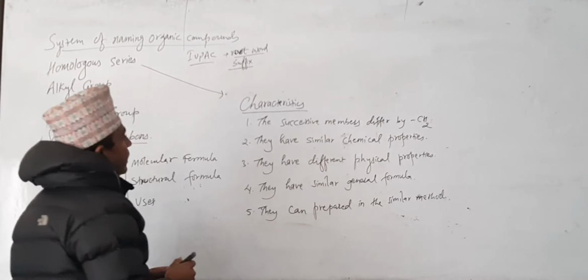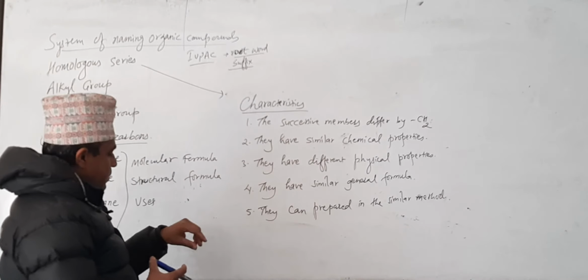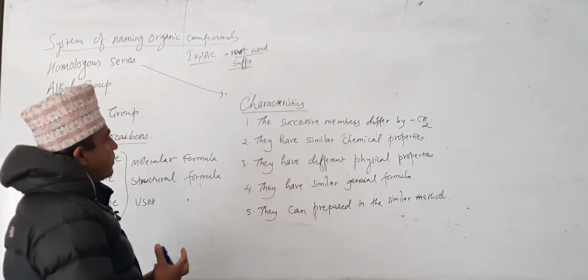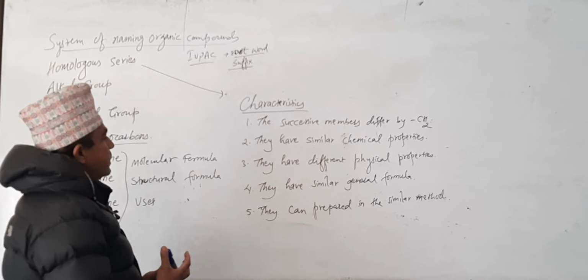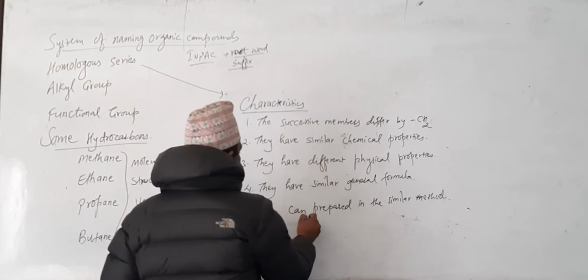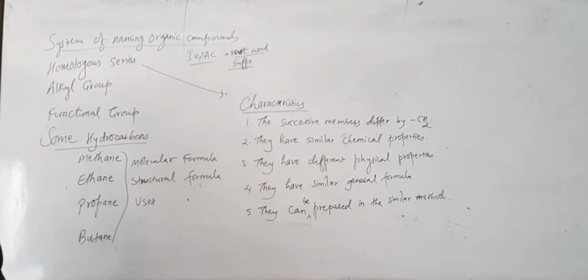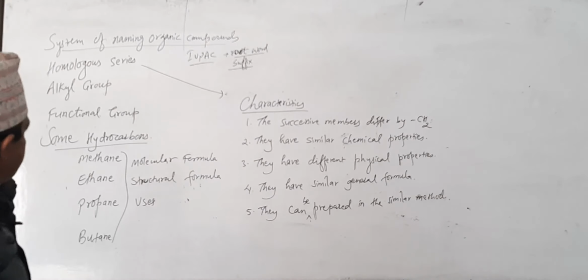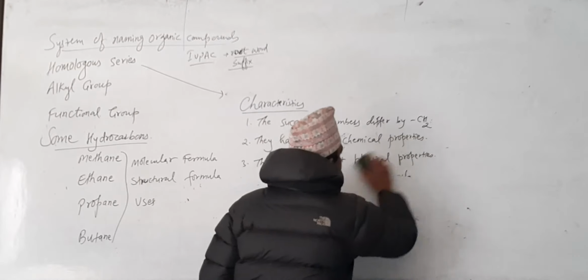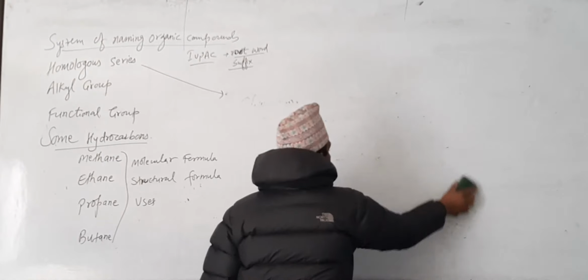Okay. So, what are the characteristics? The successive members differ by CH2 group. They have similar chemical properties. They have different physical properties. They have similar general formula. They can be prepared in the similar method. Okay, students, that is all about homologous series and the characteristics. Now, I am going to guide you to the next thing. What is that?